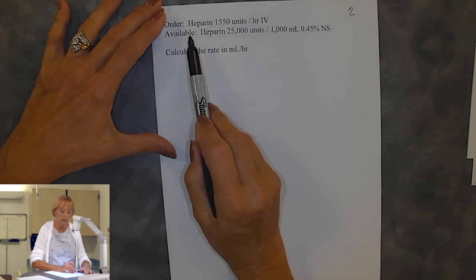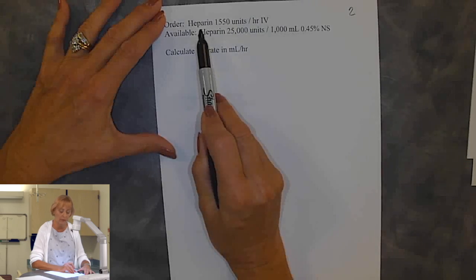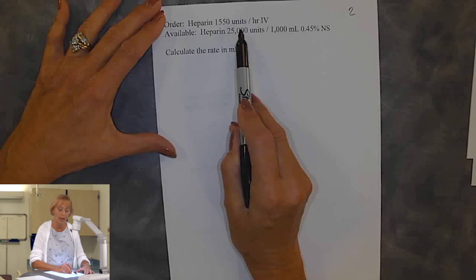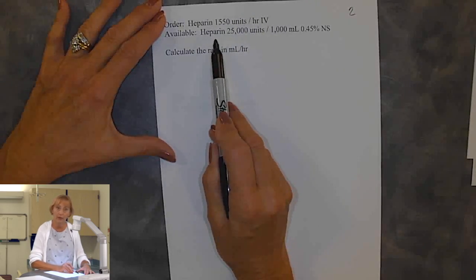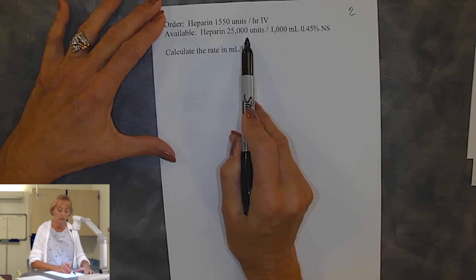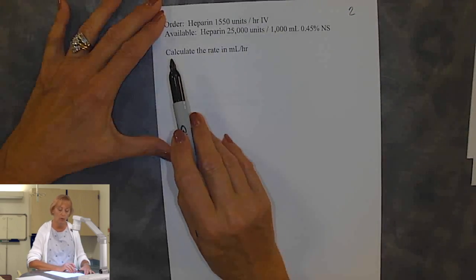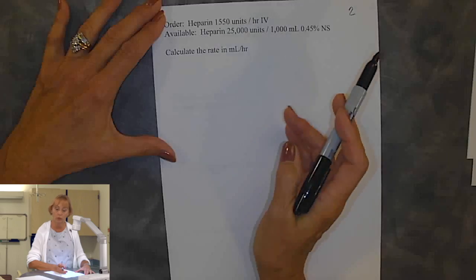So we're going to now start a second problem. So the second one is a heparin IV dose. So it's heparin 1,550 units per hour IV. What you have available is a heparin 25,000 units per 1,000 mLs of half normal saline. And what I want you to do is calculate the rate in mLs per hour.